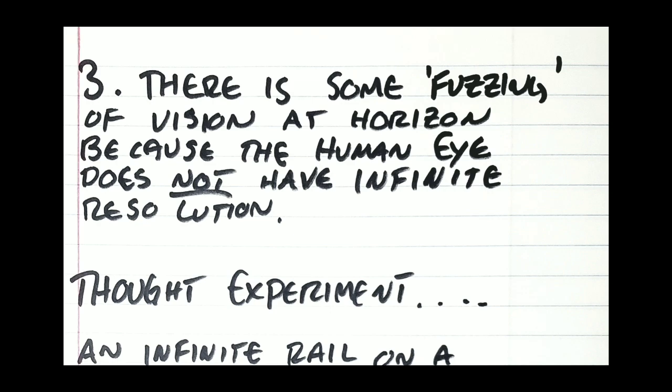So I have a third law here, whatever. I think it kind of comes out of the first law and the second law. There is some fuzzing of vision at the horizon because the human eye does not have infinite resolution and we can't zoom in infinitely. The reason that you can see the top of a mountain fine when it's really far away is because there's nothing between you and the top of the mountain except air.